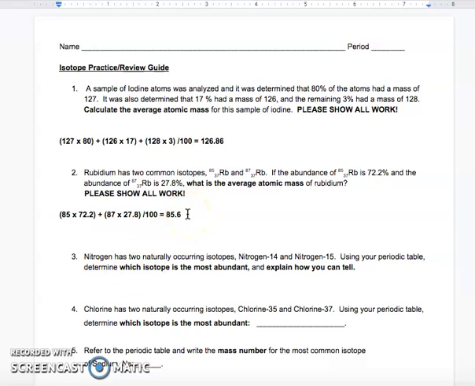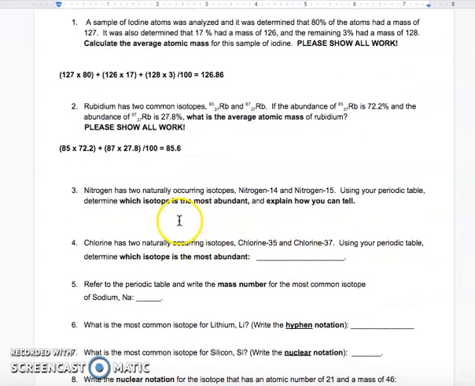A couple ways you can see if your answer was correct: 1, go look at the periodic table and find rubidium. You'll see that the atomic mass is pretty close to this number. The other thing you can do is, my 2 masses were 85 and 87. 85 is way more abundant, so we would expect our answer to be closer to 85, which is exactly what it was. So 2 ways you can gauge if you're in the right spot. But 85.6 should be your answer. If you round it a little differently, not a big deal.